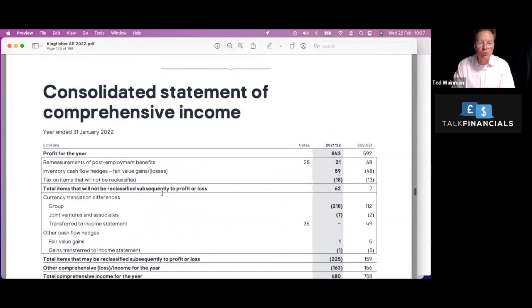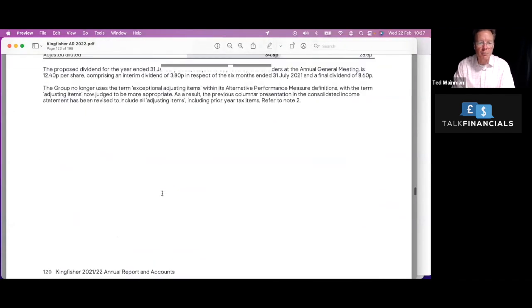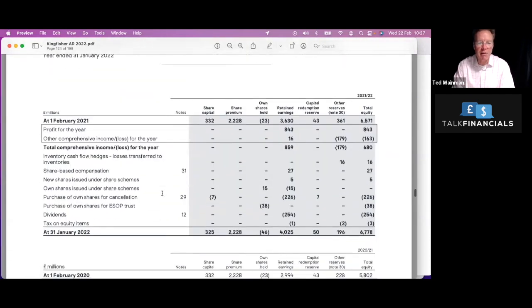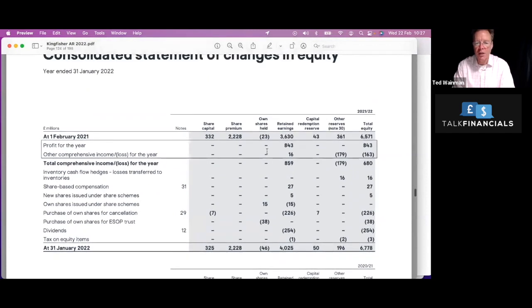So we say that Kingfisher's making a profit. What are they doing with that profit? Well, we can find out by looking at the movement in equity. Here it is. There's the profit for the year, 843 million. And what are they doing? They're doing a little bit of purchase of own shares, and they are paying out dividends. So about half of it is a share buyback, and half of it is being distributed.